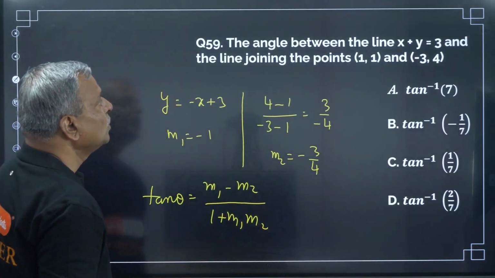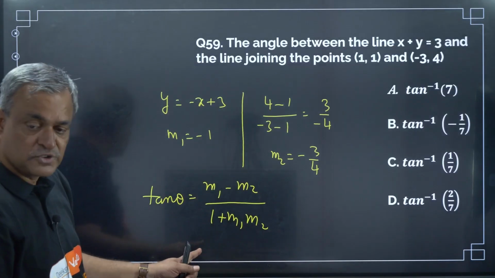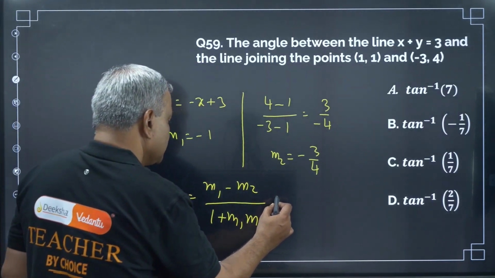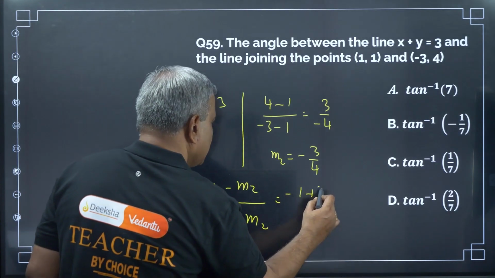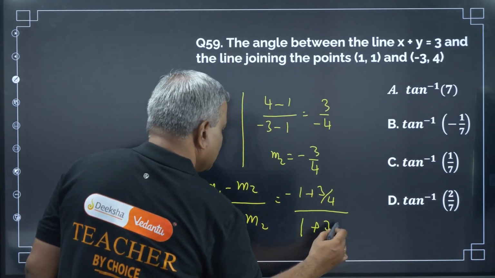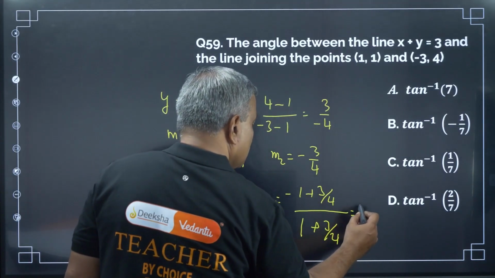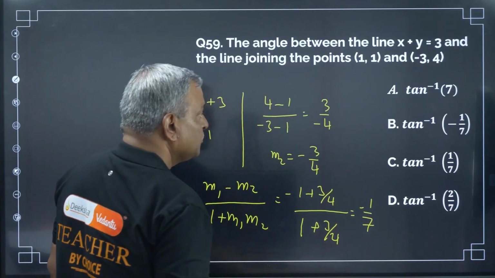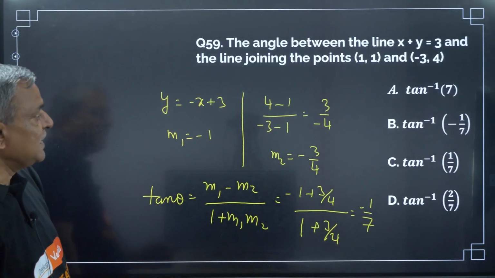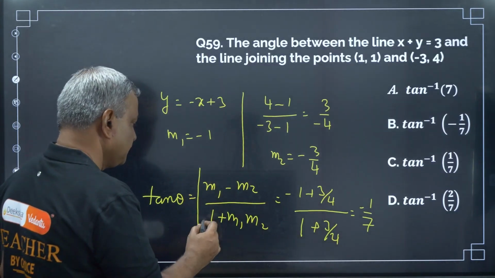In this also, they have not mentioned acute or obtuse. This is also confusion, acute or obtuse. If it is acute, we take the modulus. So m1 is minus 1 plus 3 by 4, divided by 1 plus 3 by 4. So this will give you how much? This will give you minus 1 by 7. So tan inverse minus 1 by 7. Option C is given plus 1 by 7 if we take the modulus.